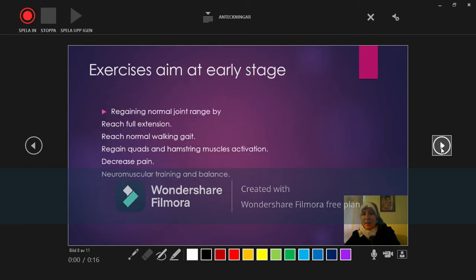The aim of the exercise at the early stage is to regain normal joint range for the patient: reach full extension, reach a normal walking gait, regain quad and hamstring muscle activation, decrease pain, and do neuromuscular training and balance. What I'm trying to explain here is that the knee joint muscles are all related to the hip joint and the ankle joint, and it's very important for us to work on the muscles around the knee, hip and ankle and do some mobilization for these joints.